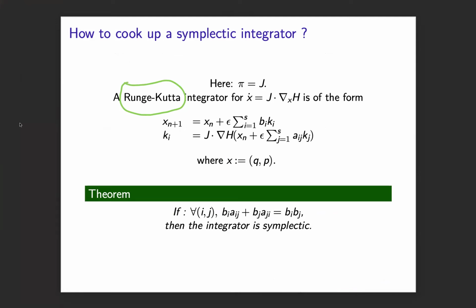So this method depends on coefficients. Bi, Ki, and Aij are the coefficients of the method. S is an integer called the stage of the method. And there's a theorem that states that for some constraints on the coefficients, the integrator is symplectic.